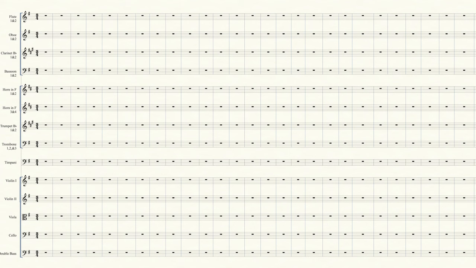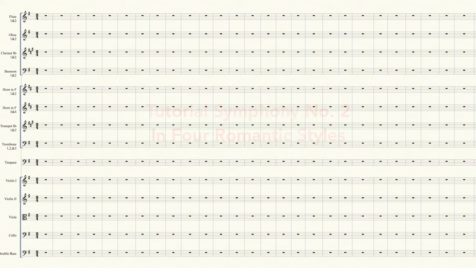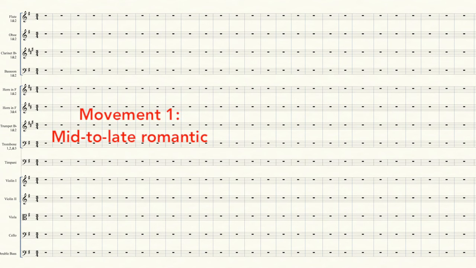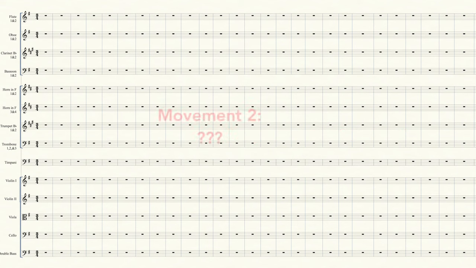If you follow my videos, you know that I'm in the middle of what I call the Tutorial Symphony No. 2 in four Romantic styles. Each movement samples a different perspective on the Romantic period. The first movement had a mid to late Romantic flavor and borrowed some stylistic elements from Brahms. I then jumped to the third movement in an early Romantic style with a Schubertian flavor. Now I want to tackle the second movement.